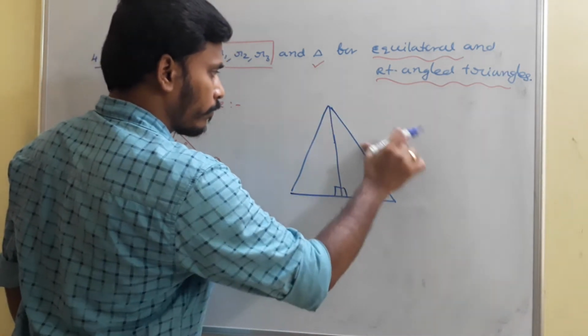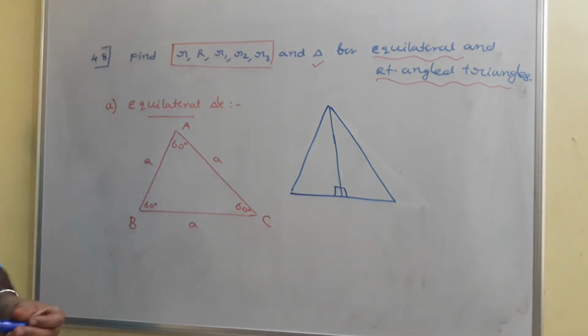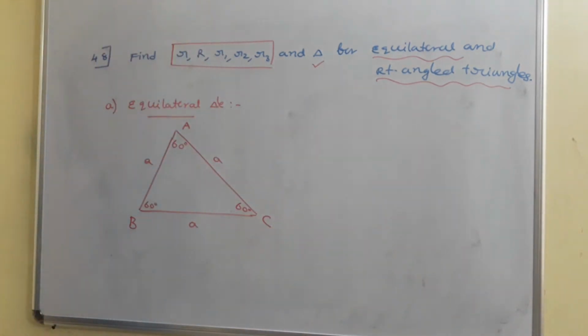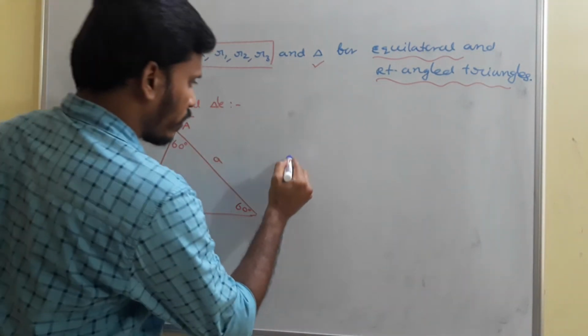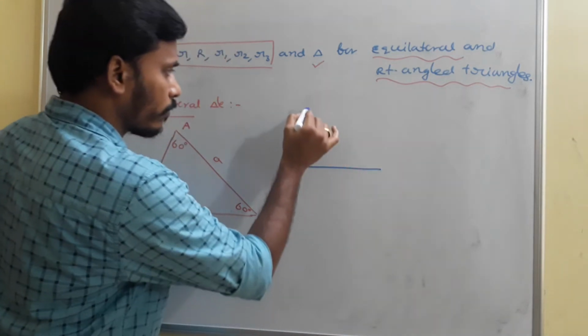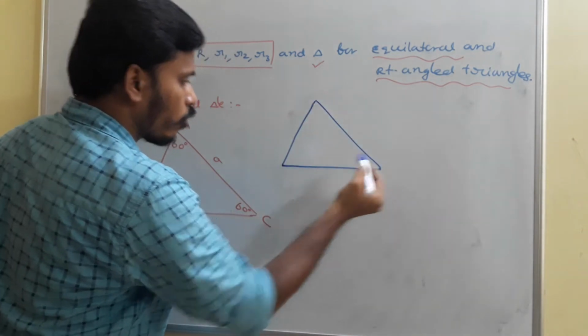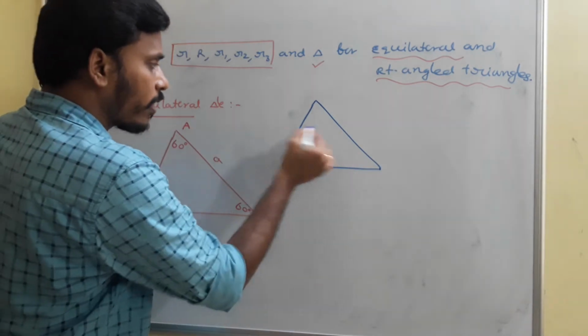Just a minute, I will erase it and I will give you a good diagram. Equilateral means all the sides are equal, right? So like that we need to construct and sketch it. Suppose it is equilateral, all the sides are equal.